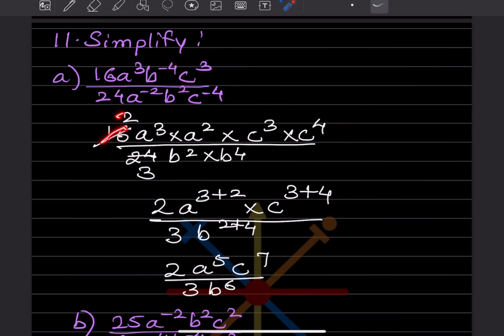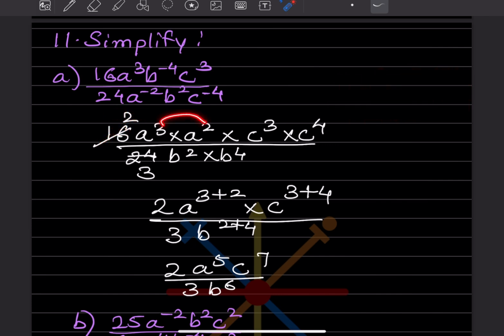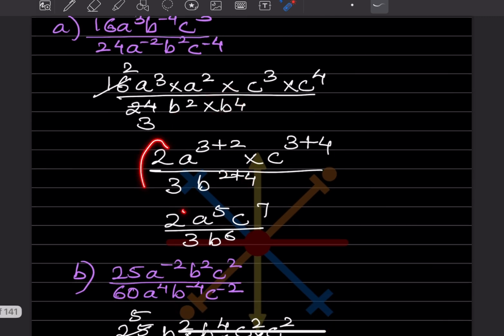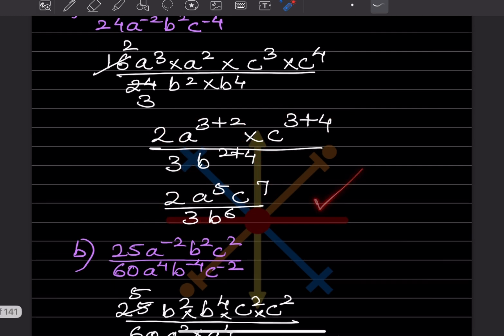So now this goes with 8, 2 8s are 16 divided by 8, so that is going to be 2 by 3. This will be, because the base is the same, 3 plus 2. Base is the same, that is going to be 3 plus 4. Again the base is the same, that is going to be 2 plus 4. So same, that will be a raised to 5, c raised to 7, and this is going to be b raised to 6. So this is the final answer.